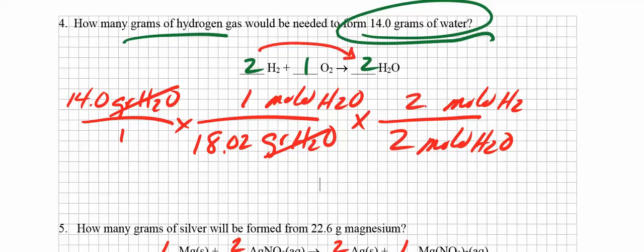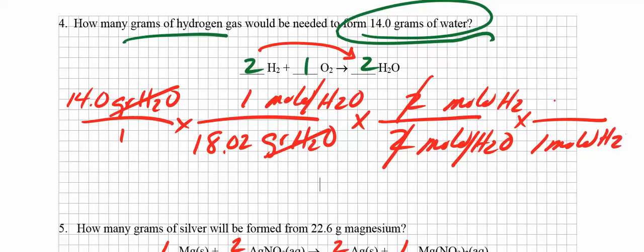Not a wasted step, even though the 2 and the 2 are going to cancel. Have to do it, right? So now this unit and this unit are going to cancel away, and I'm left with moles of H2. Not quite done yet. I need one more step, because 1 mole of hydrogen gas is going to weigh 2.02, that's just 1.01 twice, grams of H2. That's what I'm looking for.